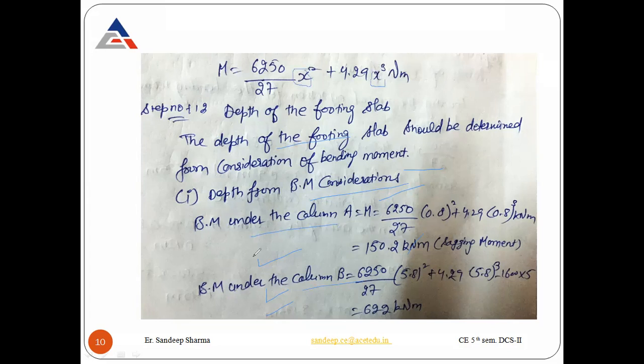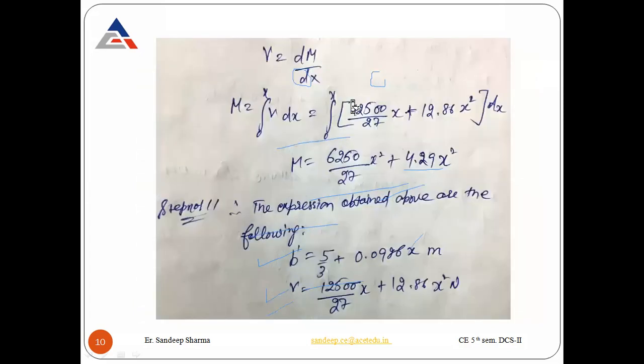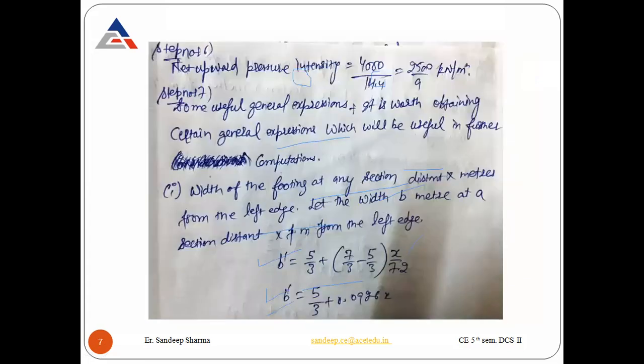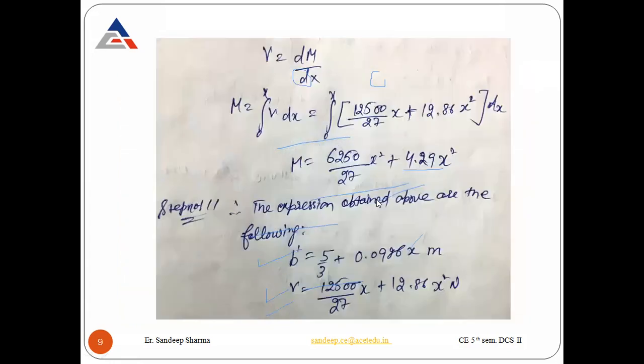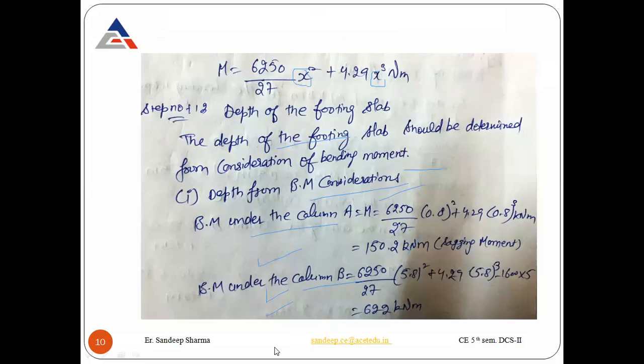So the bending moment under column A: we know the x distance from the left edge of the footing to column A, that is the projection, we have 0.8 meter from the left edge. So this is the x distance when we are calculating the bending moment under column A. So 0.8 needs to be put against the value of x. You can put this value and calculate the bending moment in this equation. So this is the bending moment under column A, that is 150.2 kilonewton meter.